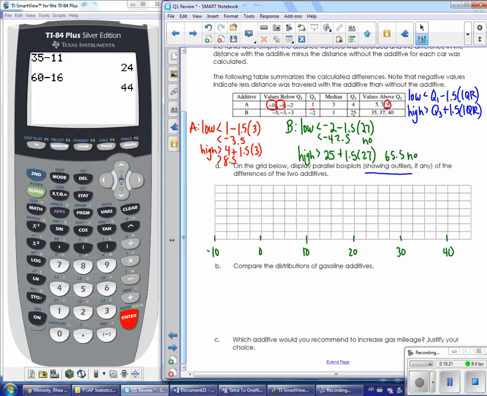Now you want to make sure when you're constructing box plots that you also give a title to your graph. And so in this case, this is going to be the difference in gas mileage, or the difference in mileage.